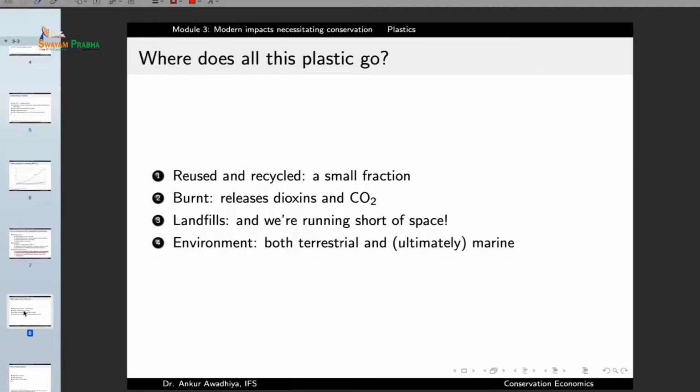Now, the good properties of plastic, that it is resistant to the impact of water, it is resistant to the impact of chemicals, and it is a strong substance, also means that it is resistant to the impact of enzymes in the bodies of organisms, and that it is going to persist in the environment for a very long period of time. So, what happens to these plastics? Well, we have heard that plastics can be reused and recycled, but the fact remains that a very small percentage of plastics is ever reused or recycled.